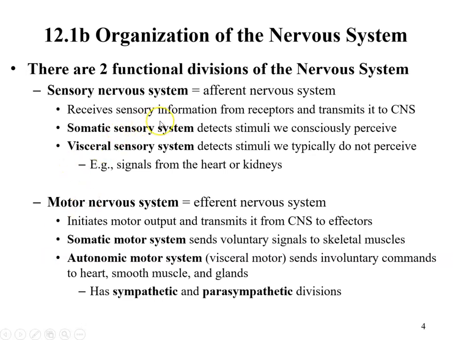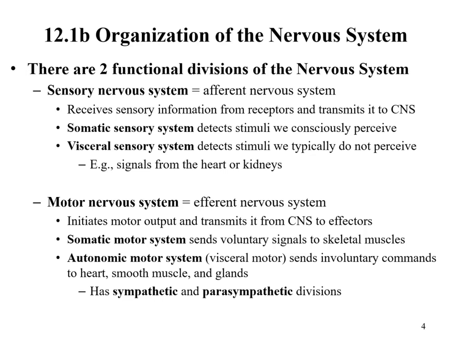However, there are two ways to functionally divide the nervous system. You can have the sensory nervous system or the afferent nervous system, and you can have the motor nervous system or the efferent nervous system, okay? The sensory nervous system is going to receive sensory information from receptors and then transmit it to the central nervous system. Somatic sensory system detects stimuli that you can consciously perceive, whereas the visceral sensory system is going to detect stimuli that you typically do not perceive. So, for example, signals from the heart or from the kidneys, okay?